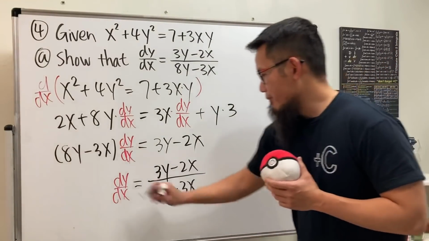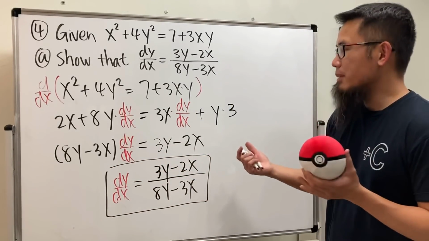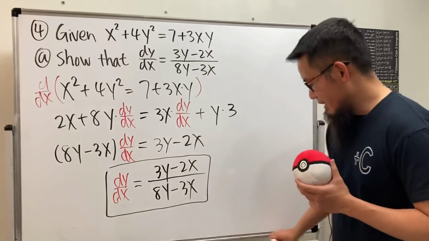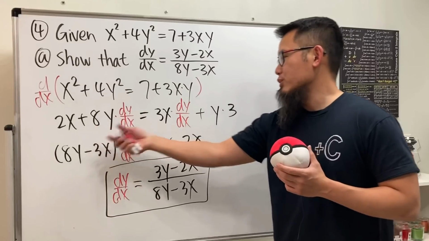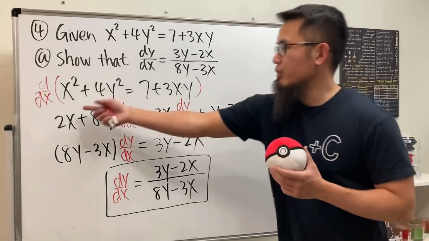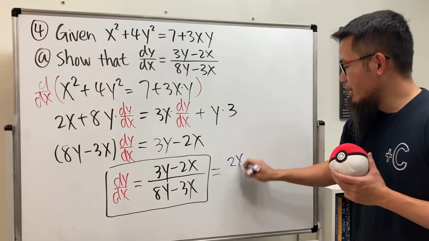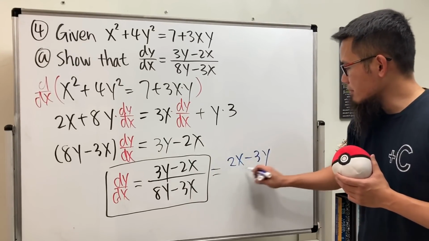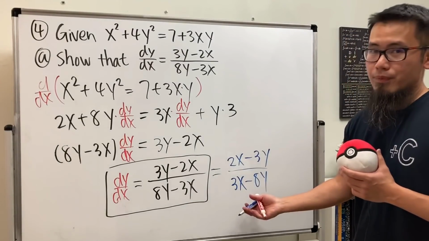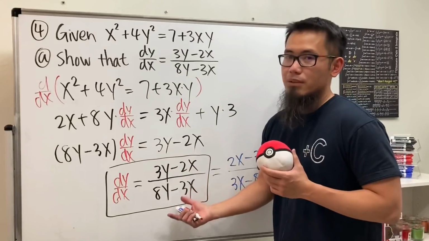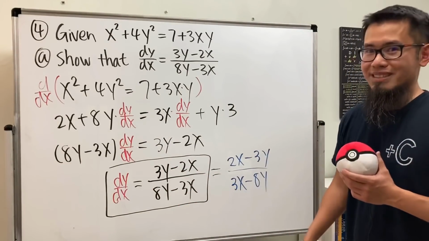Just for fun though, let me tell you, because here we have subtractions, and it really depends on how you move things around, right? Sometimes if you move things around in a different direction, let's say if you bring this to the other side, and then you bring that to there, well, this is equivalent to say 2x minus 3y over 3x minus 8y. Why? We can just multiply the top and bottom by negative 1. So that's pretty much it. But just leave it like that because we want to show that. Okay, continue.